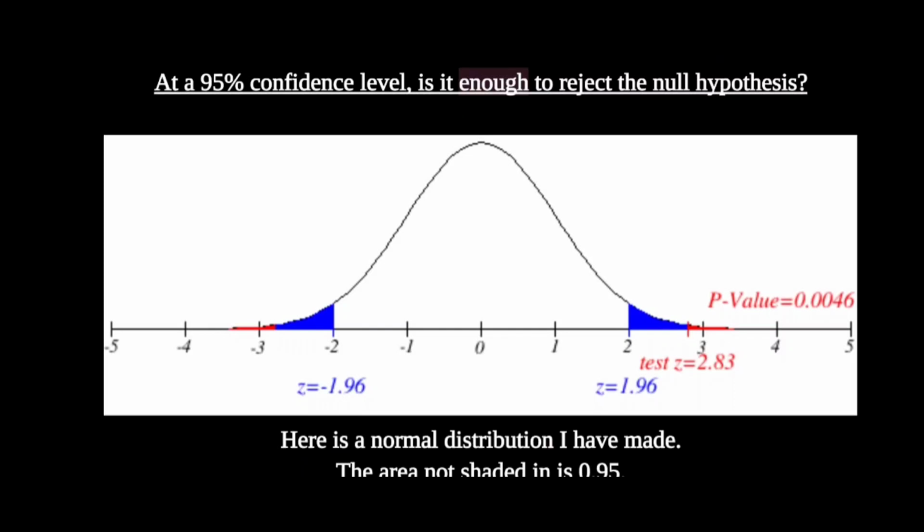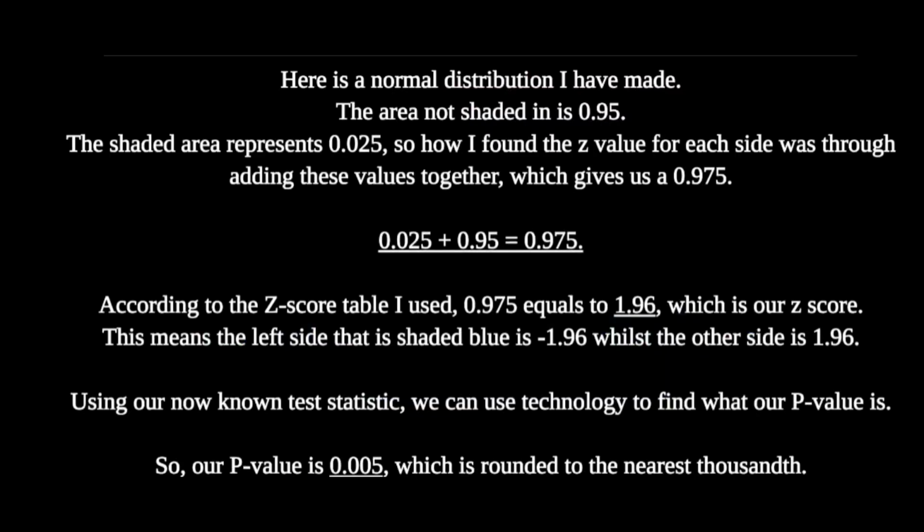And here's the graph I made. The area not shaded in is 0.95, while the shaded areas represent 0.025 each. So how I found the z-value for each side was through adding these values together, which gives us 0.975. According to the z-score table I use, 0.975 equals 1.96, which is our z-score. This means that the left side that is shaded blue is negative 1.96, whilst the other is just 1.96.